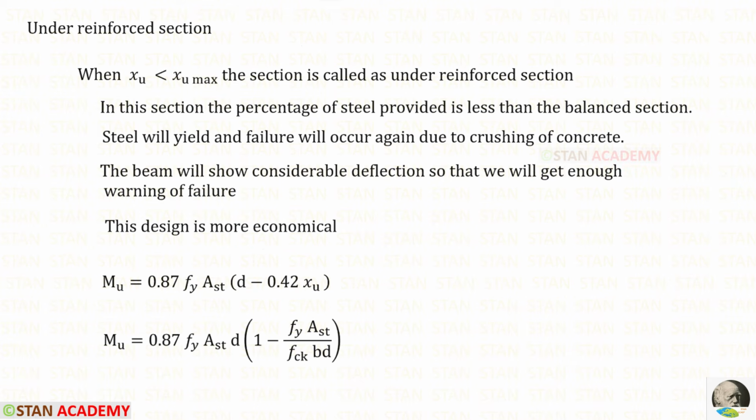Now let us elaborate under-reinforced section. We know that when XU is less than XU max, that section is called under-reinforced section. In this section, the percentage of steel is less. We know that the steel is expensive, so this design is more economical. Steel will yield and failure will occur again due to crushing of the concrete. Since steel is yielding first, the beam will show considerable deflection, so that we will get enough warning of failure. Using this equation, we can find the moment of resistance, or we can use this equation.